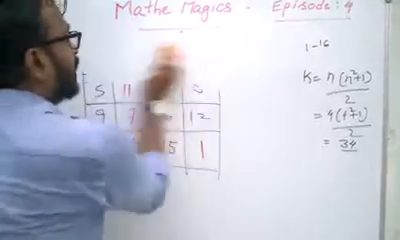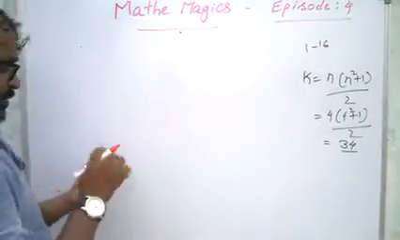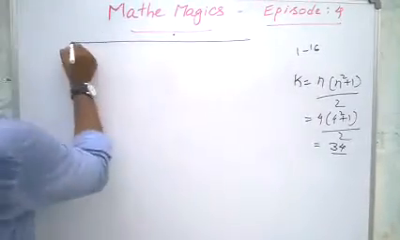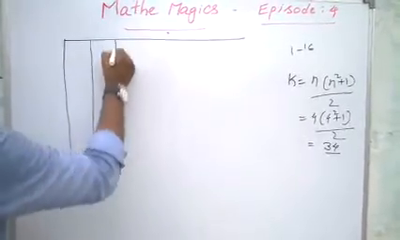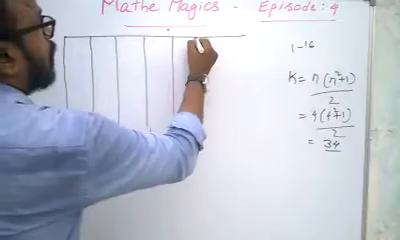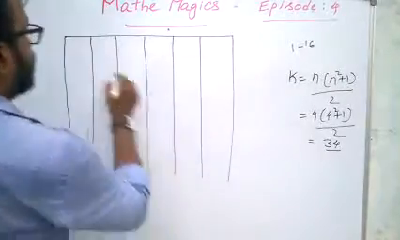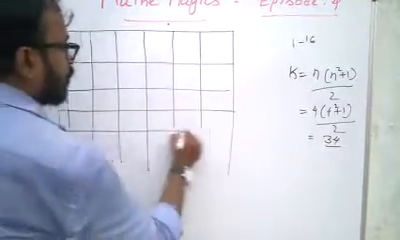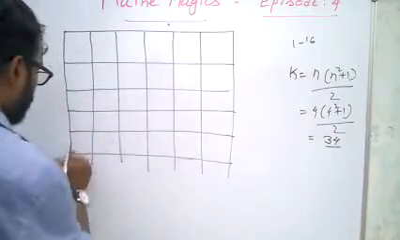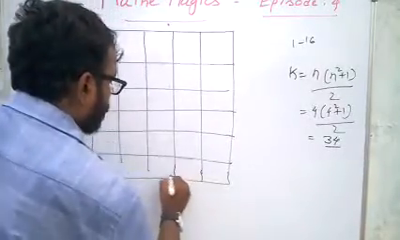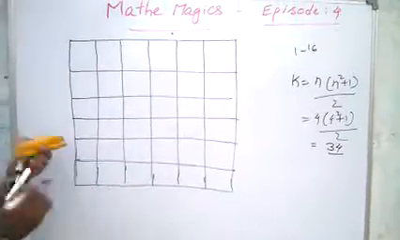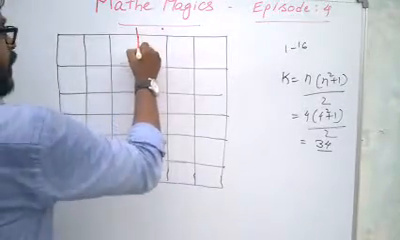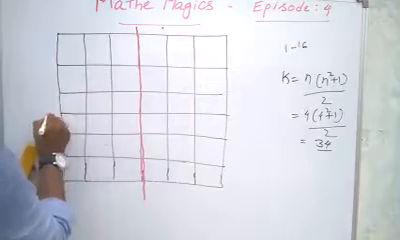Now we deal with 6 by 6 magic squares. In a 6 by 6 magic square, first draw all 36 boxes. 1, 2, 3, 4, 5, 6. 1, 2, 3, 4, 5, finally 6. First we have to make it into 4 quadrants. How? Make it into 4 quadrants by drawing the lines like this.